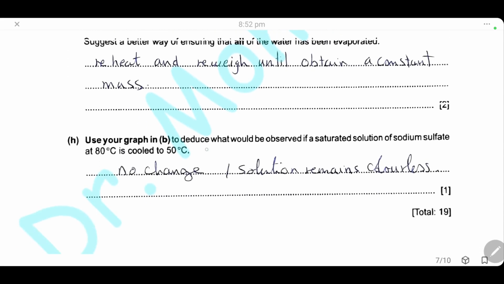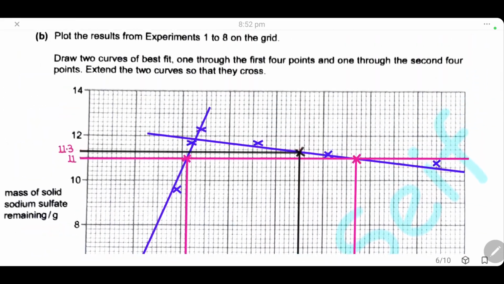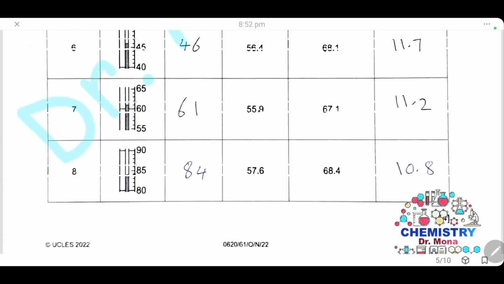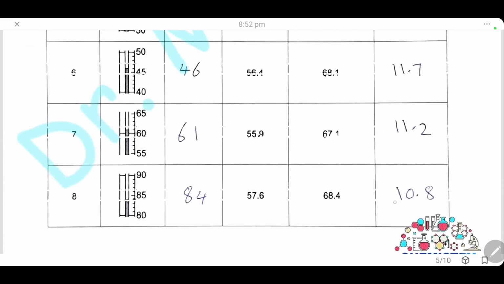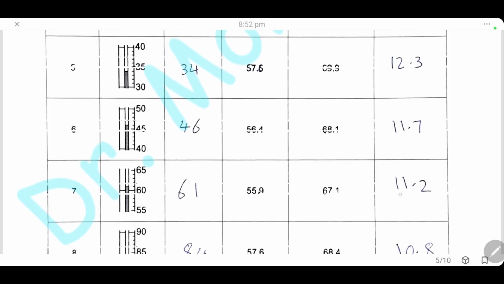Use your graph in B to deduce what would be observed if the saturated solution of sodium sulfate at 80 degrees Celsius is cooled to 50. So we will go back to our results and our curve. From 80, the solution will be cooled from 80 to 50. As we can see here, at the temperature 80, we have 10.8 grams of sodium sulfate, and at the temperature 50, we have about 11.2 grams. From 11.2 to 11.7, 50 will be here in the middle.